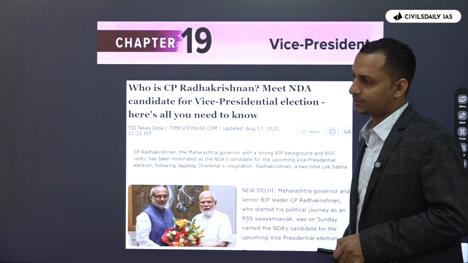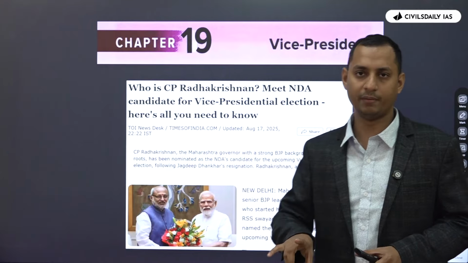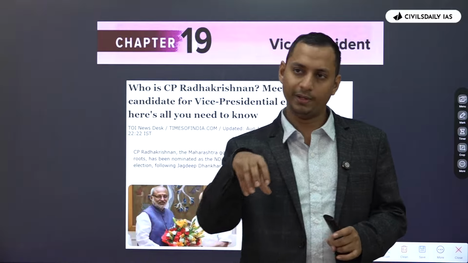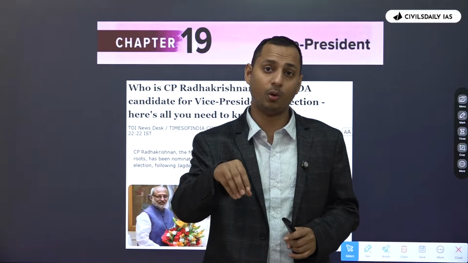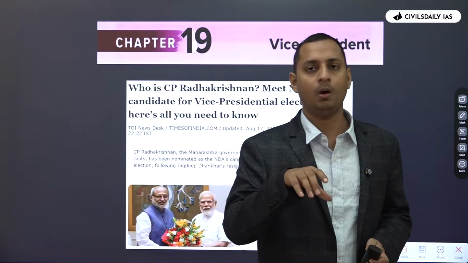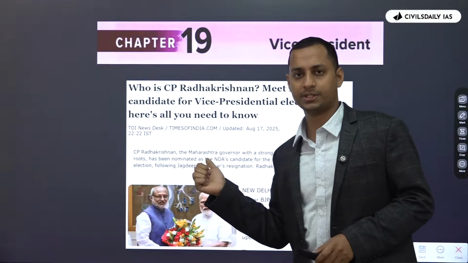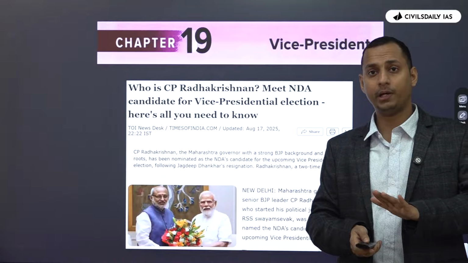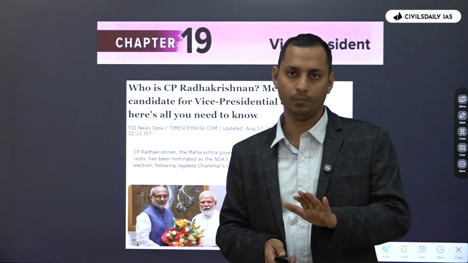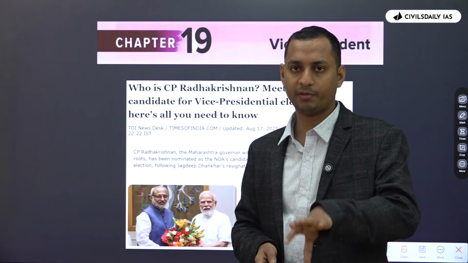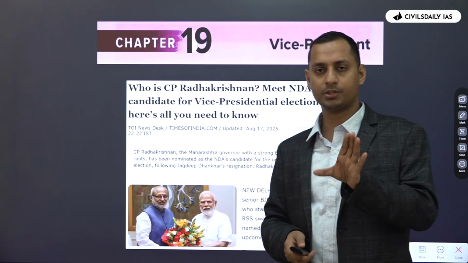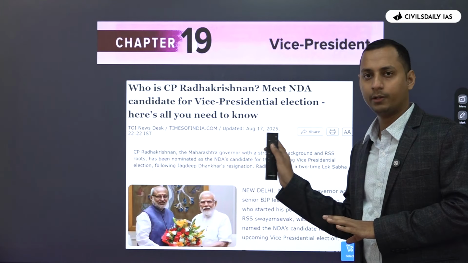But with respect to the Vice President as well, UPSC has never asked a question regarding the Vice President when he is in the office. Only when he acts as the chairman of the Rajya Sabha, UPSC has asked a question. So, about the Vice President, has UPSC asked? No. But regarding when he acts as the chairman of Rajya Sabha, when he becomes the ex-officio chairperson of the Rajya Sabha, only that UPSC has asked.